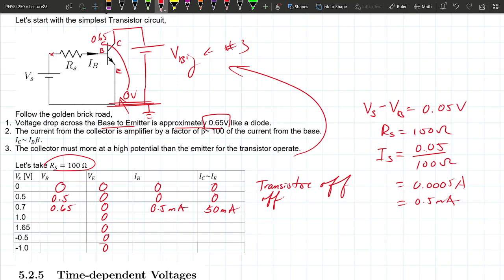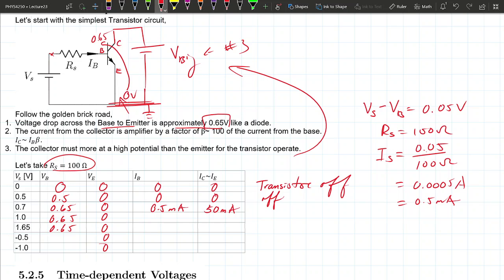No calculation needed. 0.65, right? Because the emitter is always tied to 0. The difference between the emitter and the base always has to be 0.65. Okay? In fact, I can write this for the next one, right? The negative is going to get a little funky.